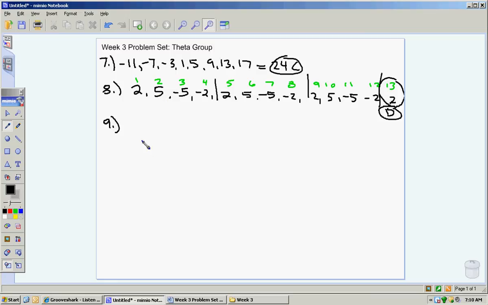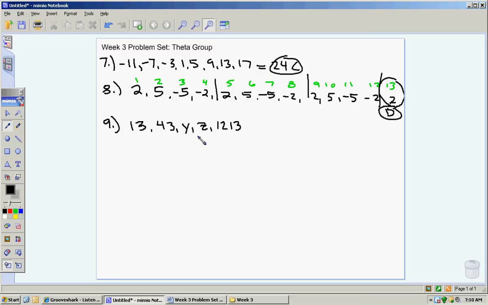In number 9, we have another pattern. It starts with 13, goes to 43. Then we have Y, Z, and then 12, 13. Now the pattern here, it says each term is 4 more than 3 times the previous term. And they want to know what Z is.